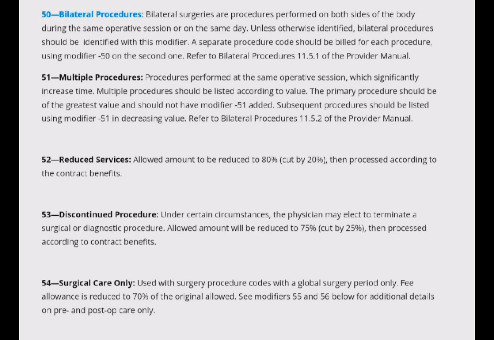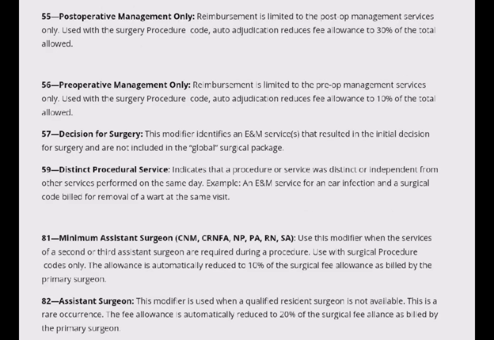See modifiers 55 and 56 below for additional details on pre- and post-op care only. 55. Postoperative management only. Reimbursement is limited to the post-op management services only. Used with the surgery procedure code, auto adjudication reduces fee allowance to 30% of the total allowed. 56. Preoperative management only. Reimbursement is limited to the pre-op management services only. Used with the surgery procedure code, auto adjudication reduces fee allowance to 10% of the total allowed.